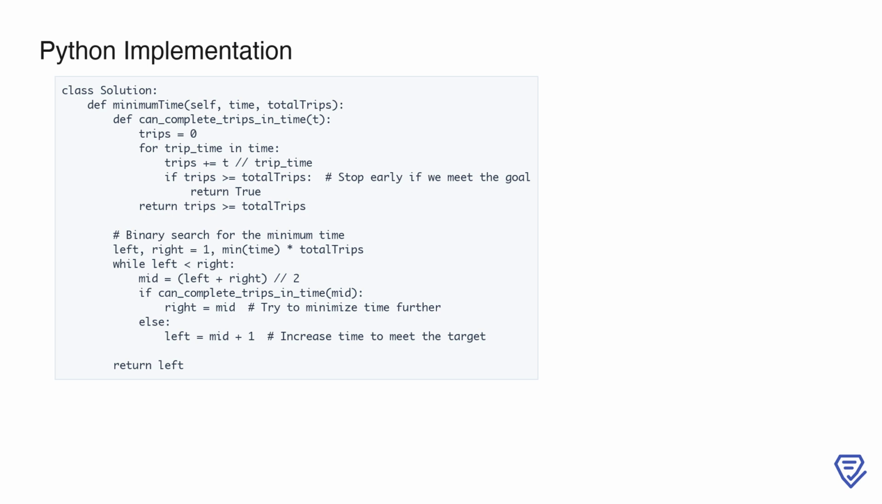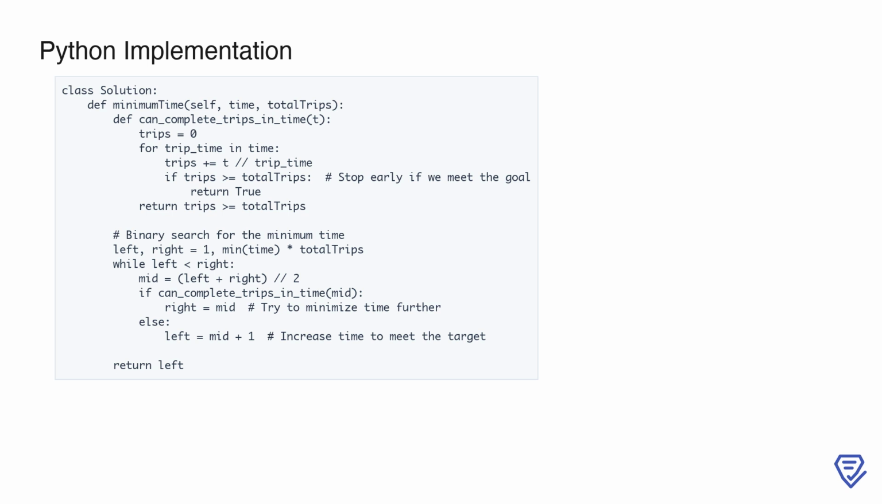The main logic involves binary search. The variable left is initialized to 1, the minimum possible time, and right is set to the worst-case scenario where the fastest bus completes all trips alone, min(time) * total trips. The binary search narrows down the range until left equals right, which is the minimum time required.